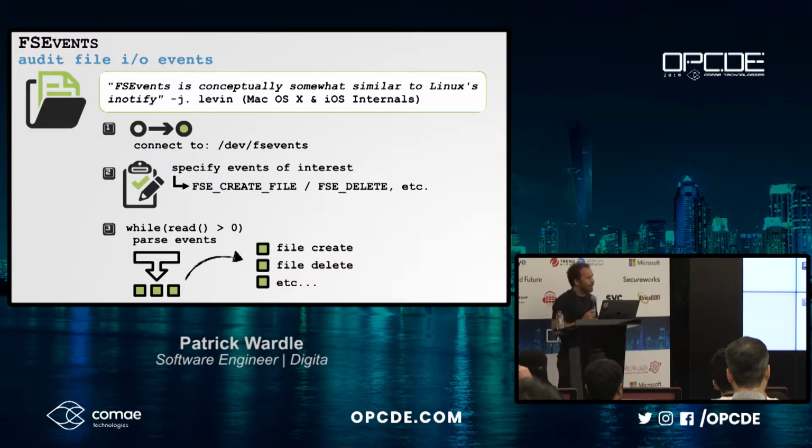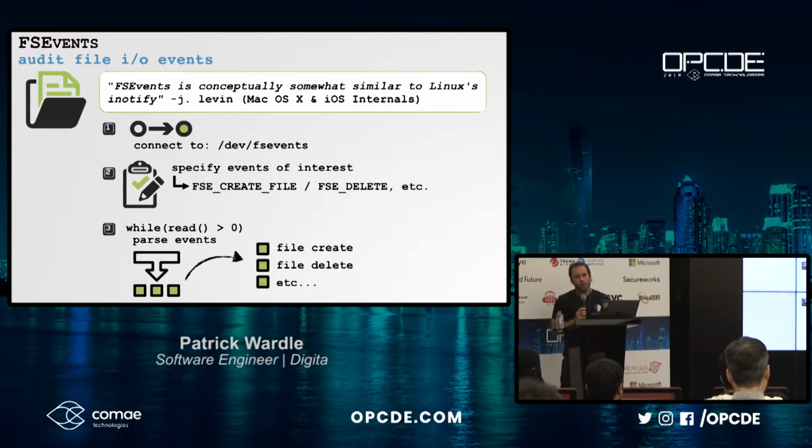So first up, we have FS events. FS stands for file system. Now, if you're familiar with Linux, these FS events are pretty much similar to Linux's inotify subsystem. So as its name implies, you can use this auditing mechanism to monitor or audit for file I/O events. And you can do this in 3 easy steps.